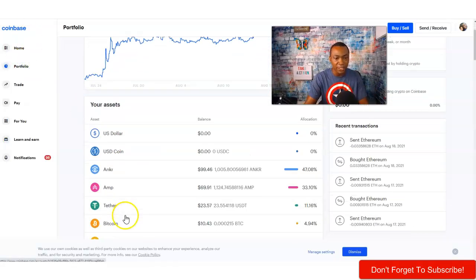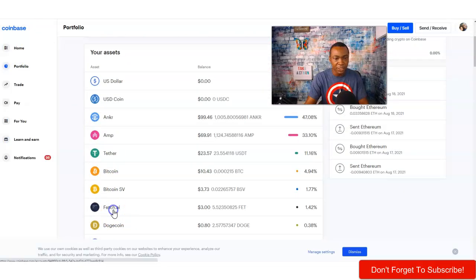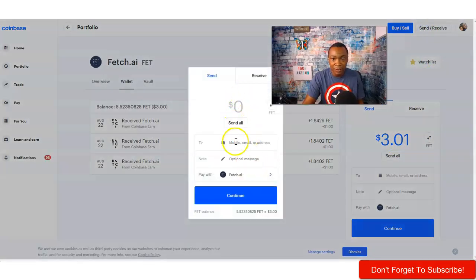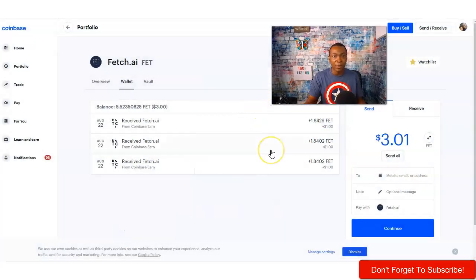And you just saw Fetch here. I just earned these rewards today. And now I can take this. Listen, I can take this. I can swap this out. I can trade this out to something else. I can do whatever I want to do now. So I can send it. So look at this, I can send this. I can swap it. And it's really, really cool.